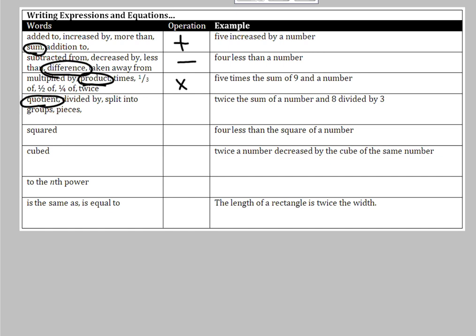So this next one, quotient, divided by, split into groups and pieces is going to be division. Squared means raising to the second power, so that's going to be like 2 squared, 3 squared, x squared, whatever. Cubed means taking a number to the third power, like that. To the nth power means that your exponent all the way up here is also going to be your variable. And then finally, is the same as, is equal to, is just equals.